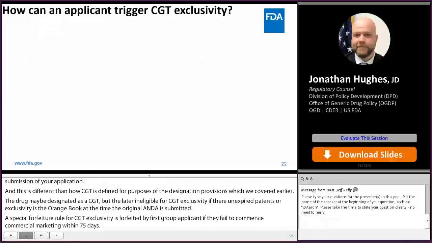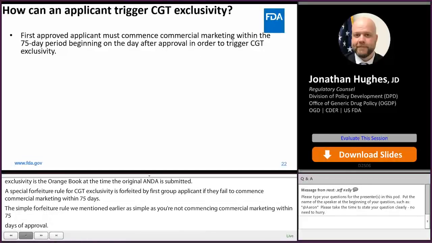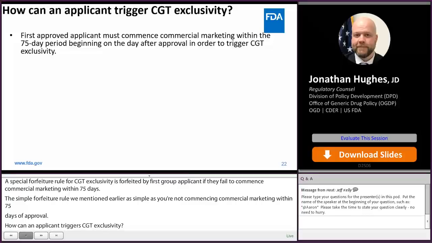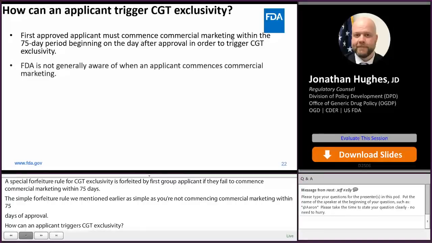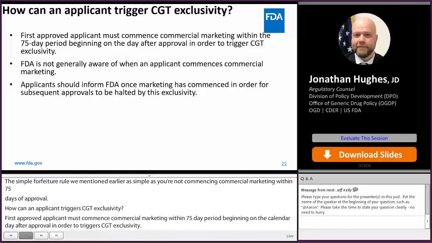How can an applicant trigger CGT exclusivity? The first approved applicant must commence commercial marketing within the 75-day period beginning on the calendar day after approval in order to trigger CGT exclusivity. The FDA is not generally aware of when an applicant commences commercial marketing, so applicants should inform FDA once marketing has commenced in order for subsequent approvals to be halted by the exclusivity.